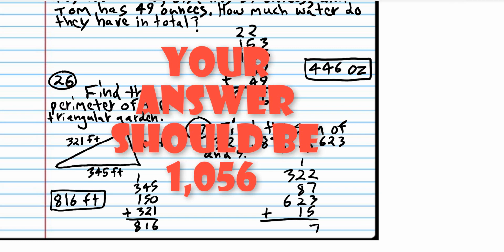Carry the 1. All right, add all the numbers in this column, and you get 14. Carry the 1. Add up all the numbers in this column, and you get 10. So the sum is 1047.